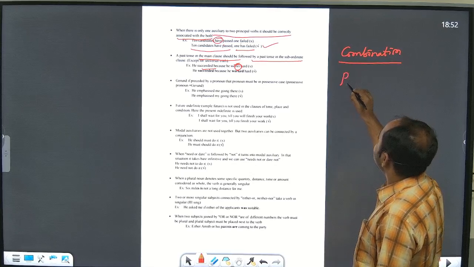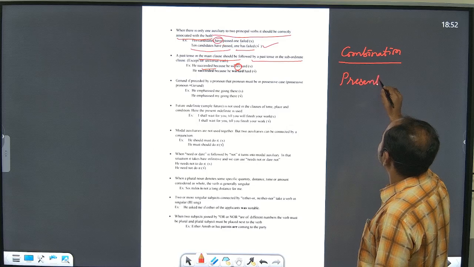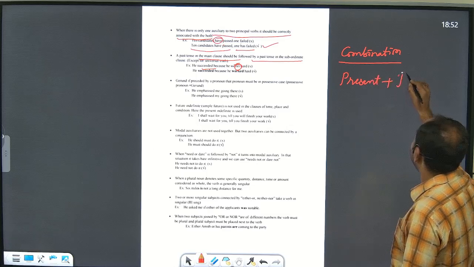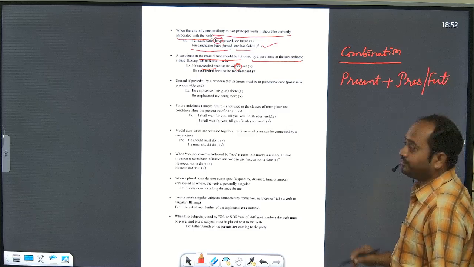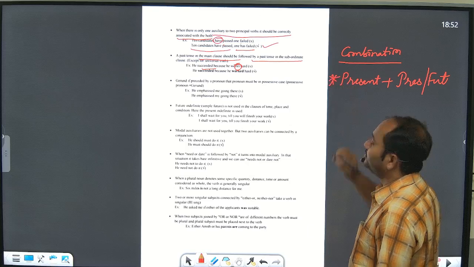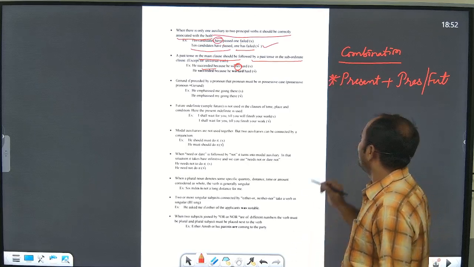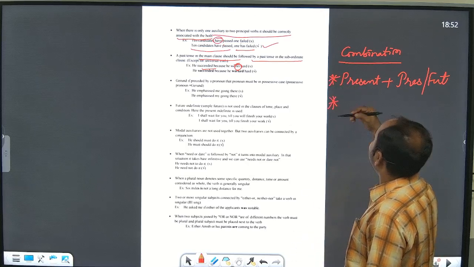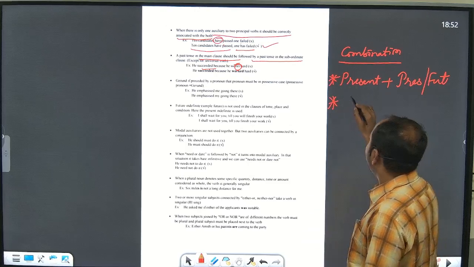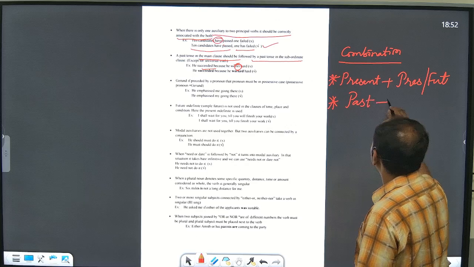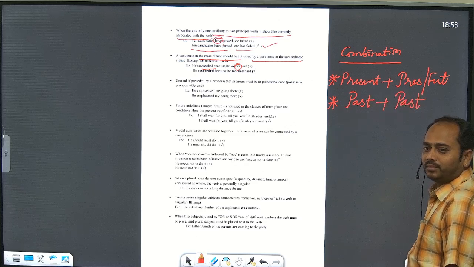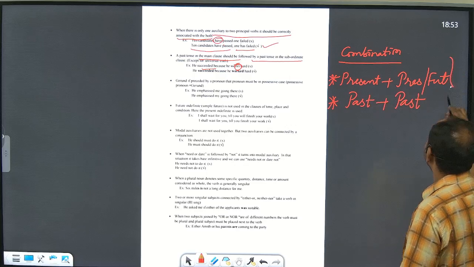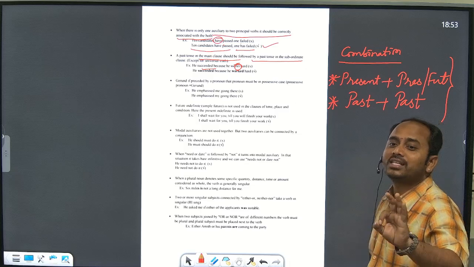if one sentence is in present form, the second sentence should be in the present or future form is accepted. This is a combination rule, even a conditional rule also. If you wanted to combine any two sentences, if one sentence is in past form, the second sentence must be in the past form. This is a combination rule, definitely, except for universal truth.